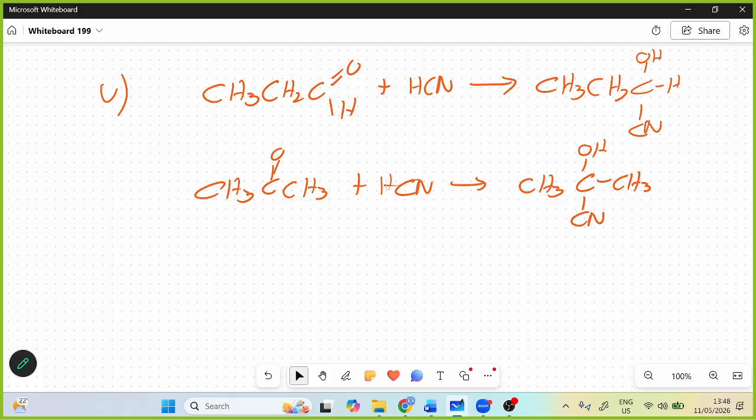Ethanal with sodium tetrahydroborate in aqueous methanol. So, ethanal plus NaBH4. This is a reducing agent, just for aldehydes and ketones.